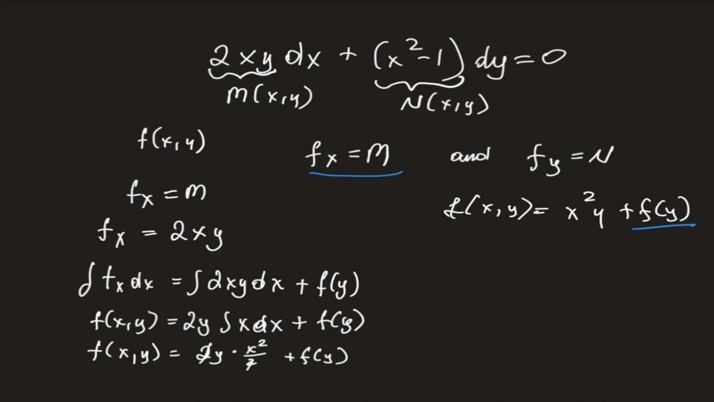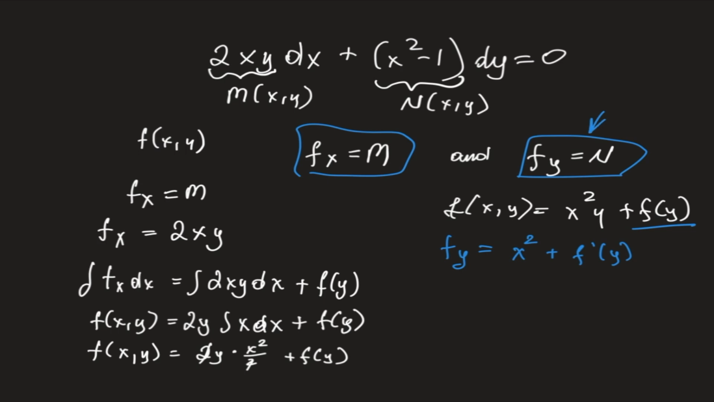We already did this part. We found the partial derivative of f with respect to x. Now let's work with the other piece of information that we have here, which is the partial derivative of f with respect to y, and that is equal to N. So the first thing I want to do is find the partial derivative with respect to y of my function. Since I'm finding the derivative with respect to y, x is now going to be my constant, and the derivative of y is just 1. And the derivative of f of y with respect to y is just going to give me f prime of y.